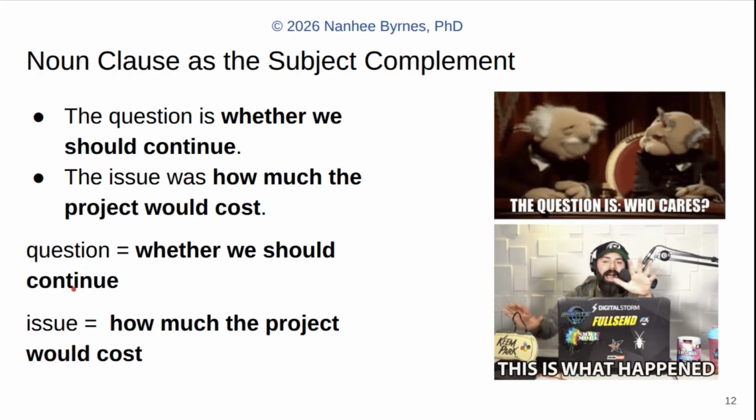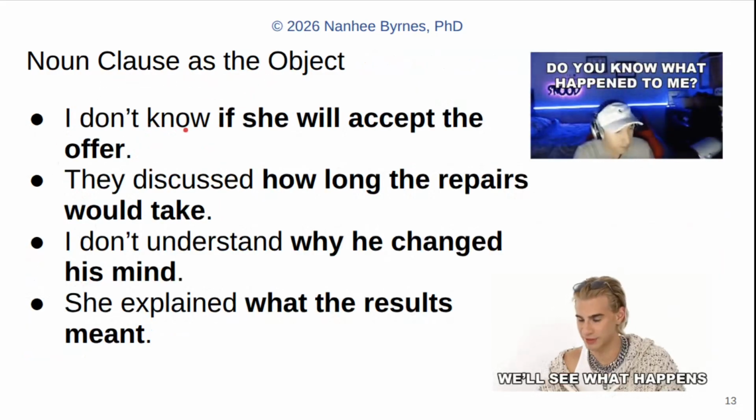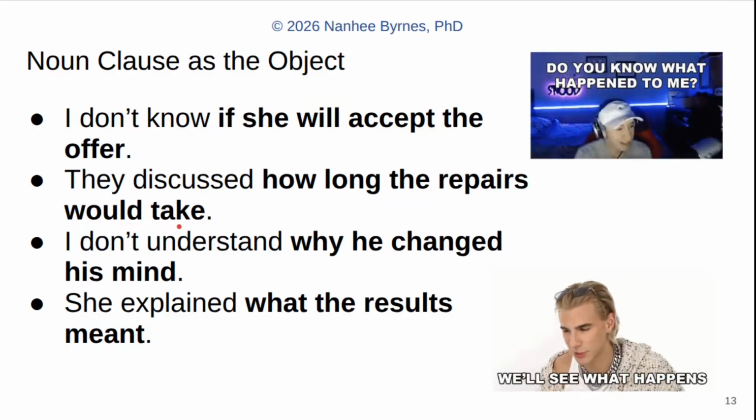Third, a noun clause can function as the object. For example, I don't know if she will accept the offer, or they discussed how long the repairs would take. In these sentences, the noun clause receives the action of the verb.